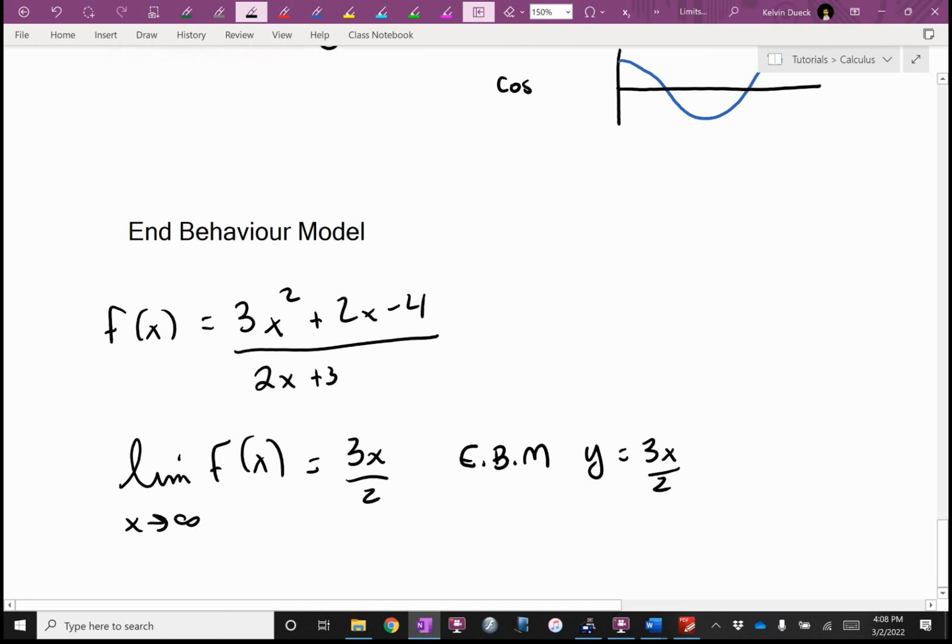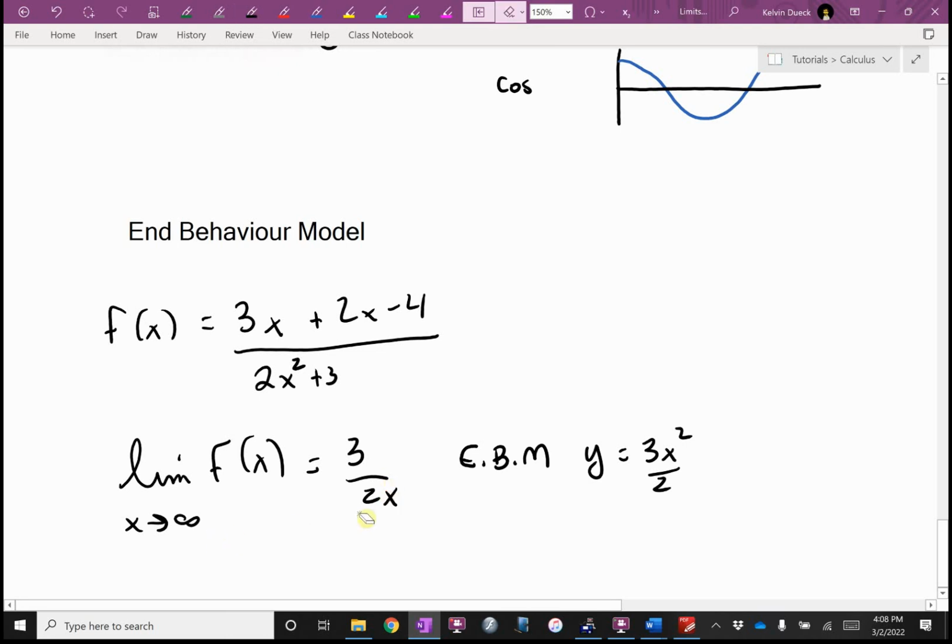I could find its end behavior to the left by taking the limit not to positive infinity, but to negative infinity. Sometimes you'll get a different function. What if instead this had been that? Then I would have that. You know what? This is going to behave like a parabola as you go further out. What if instead I had that? Well, then I would end up with that.